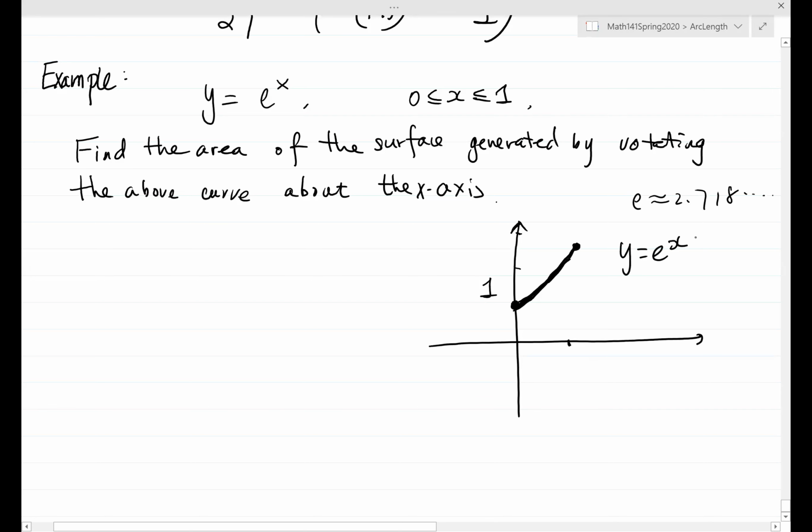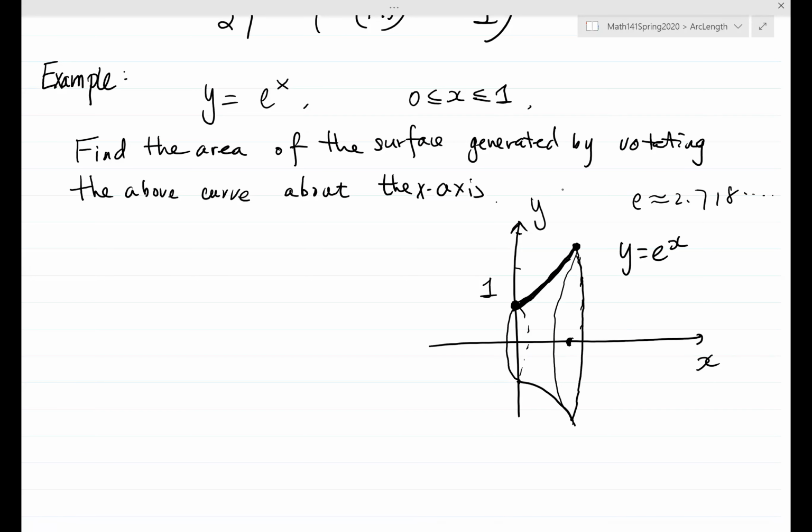Now we rotate it with respect to the x-axis. Then what we get is this thing, this surface that we get. Now we find its area, A.